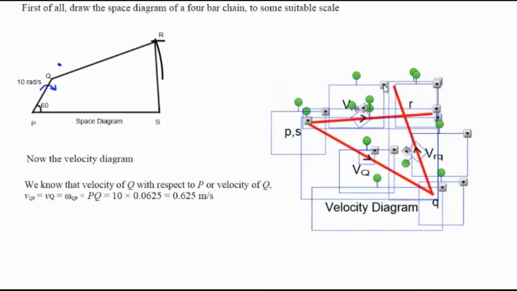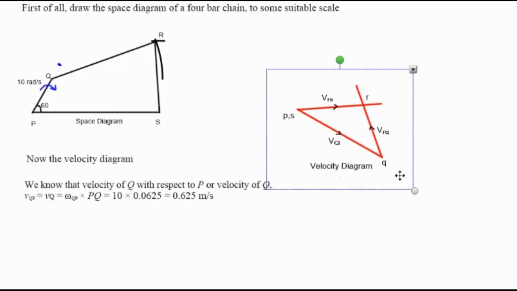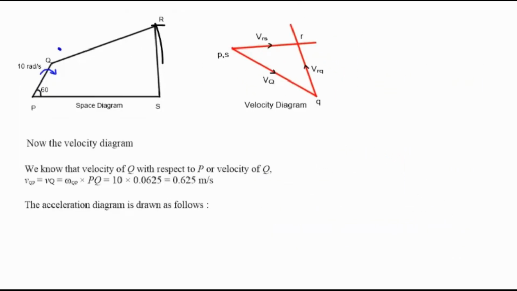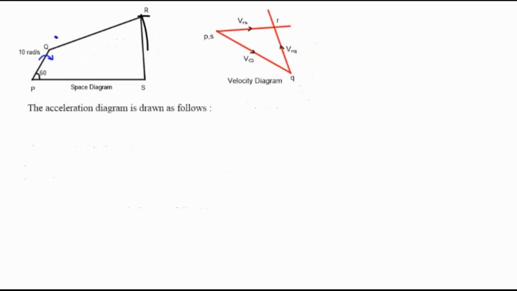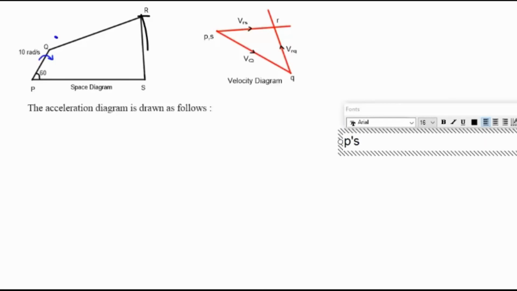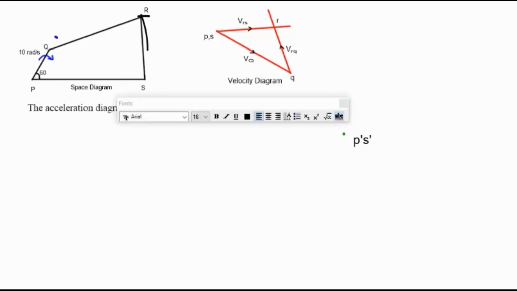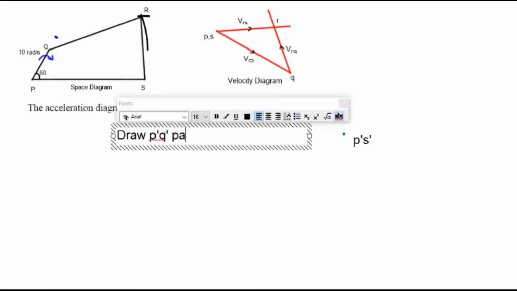Let us continue from step number 5. Already we have completed the space diagram and velocity diagram. Now let us draw the acceleration diagram. Let us give the namings P dash and Q dash. So take a starting point arbitrarily anywhere. Since P and S are fixed points, their acceleration, both radial and tangential components, are 0. Therefore, the acceleration P dash S dash will be just a dot.